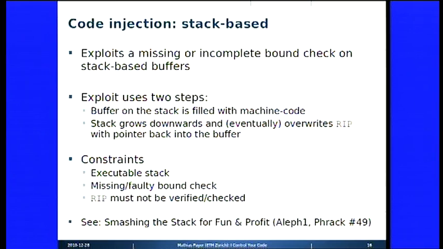First of all, we have to find a buffer, fill that buffer with new machine code, add maybe a NOP slide, verify or know where on the stack that buffer is, and we then grow that buffer downwards and overwrite the return instruction pointer so that the return instruction pointer points back into our buffer. Whenever the function returns, it will then execute our malicious code.